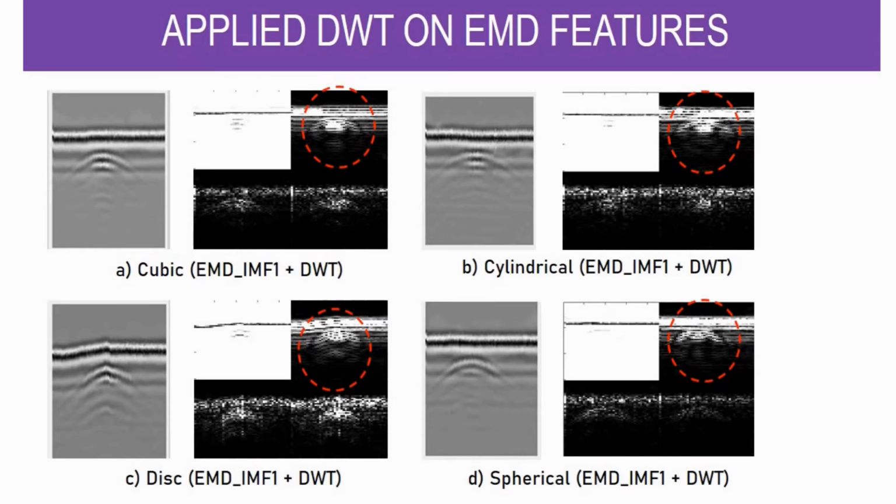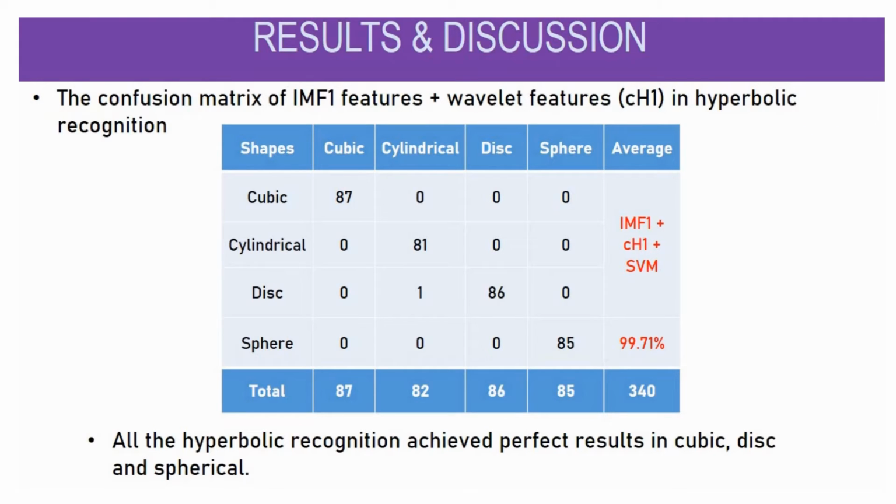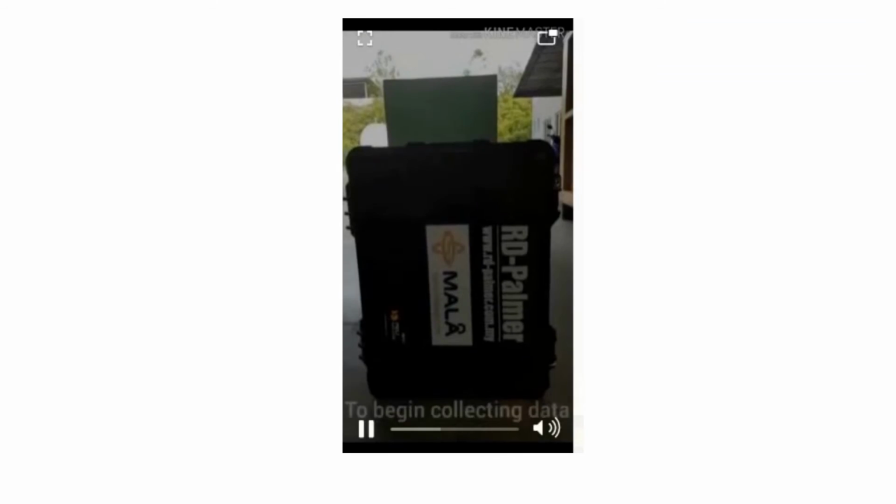As observed, the hyperbolic pattern reveals subtle changes of temporal variation in low frequency and sharp temporal changes in high frequency. The result shows that the hybrid features of IMF1 and CH1 horizontal coefficient have achieved the highest recognition rate, which is 99.71% using the SVM classifier. The table shows the confusion matrix of IMF1 features and wavelet transform CH1 in hyperbolic recognition. So based on the table, it shows that all the hyperbolic recognition achieves perfect results in cubic, disc, and spherical.